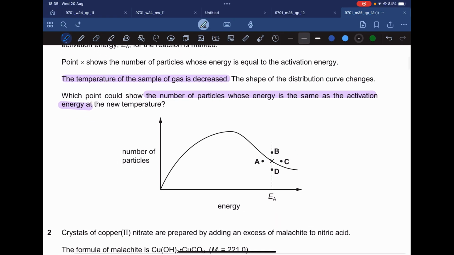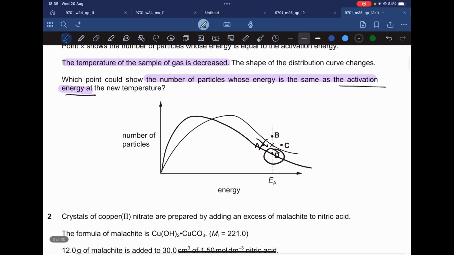Now, if temperature is decreased, remember the particles will have less average kinetic energy. So we're looking at the peak being shifted. That means we're looking at D. It can't be A because it's asking about activation energy. Although A is possibly on the curve, it can only be D because the activation energy is not being shifted. That's only with the catalyst.